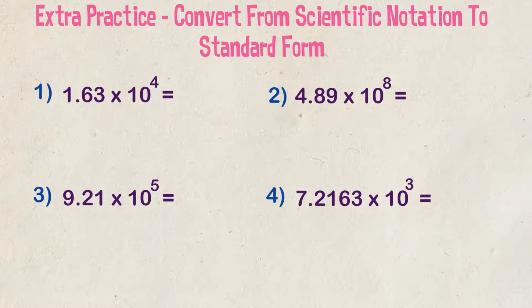Example 1, 1.63 times 10 to the 4th. We start by writing down 1.63 and add some zeros to the right. The index says we need to move it 4 places, so our final answer is 16,300.